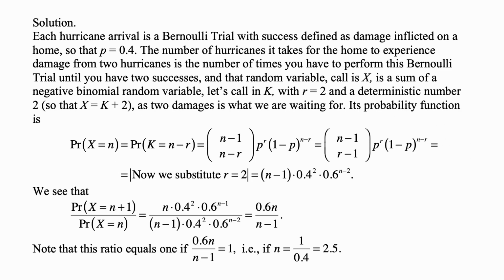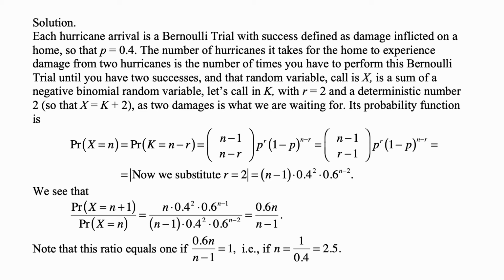Calculate the mode of the number of hurricanes it takes for the home to experience damage from 2 hurricanes. And here's the solution. So each hurricane arrival is a Bernoulli trial with success defined as damage inflicted on a home, and the probability of success is 0.4. The number of hurricanes it takes for the home to experience damage from 2 hurricanes is the number of times you have to perform this Bernoulli trial until you have 2 successes.